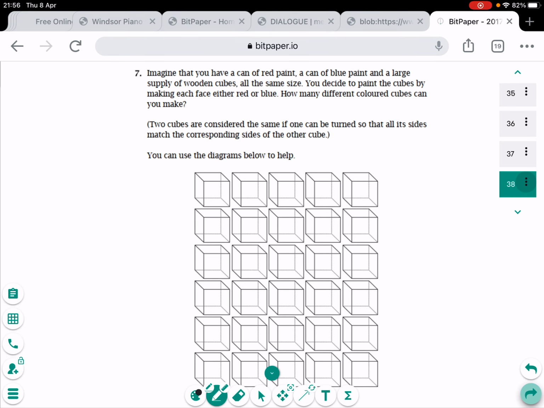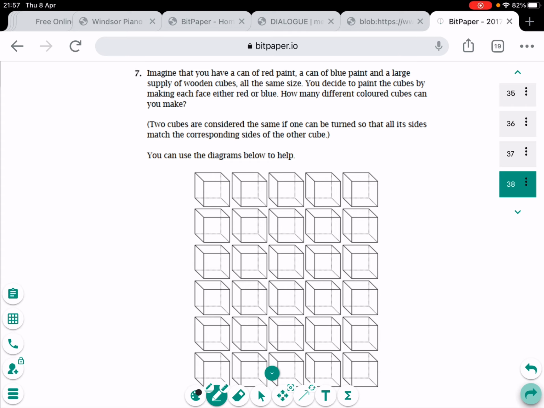And for our last question here, don't worry about all these cubes. It's actually not that much. Don't be scared of this question.